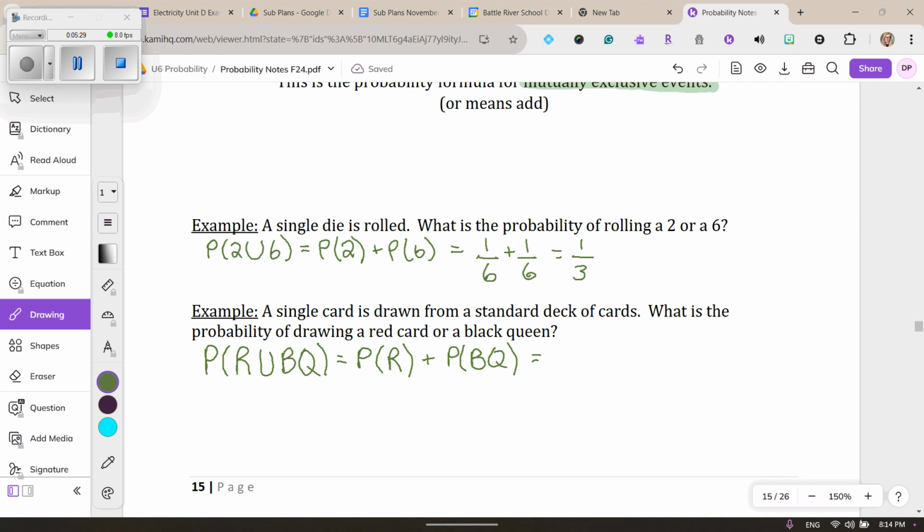So the probability of a red card, well, that's half the deck, which is 26 out of 52. And then the probability of a black queen. There is a queen of clubs and a queen of spades. So 2 out of 52. That gives us a total of 28 out of 52, which can be simplified to 7 out of 13. Remember that you have to convert it back to a fraction after you're done on the calculator.